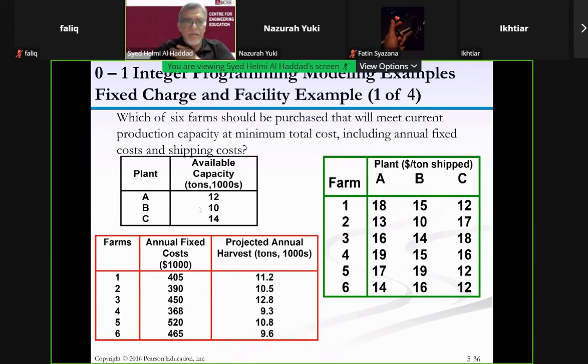And what about the availability of plant A, plant B, and plant C? So you have plant A. Can you come up with the equation for plant A?